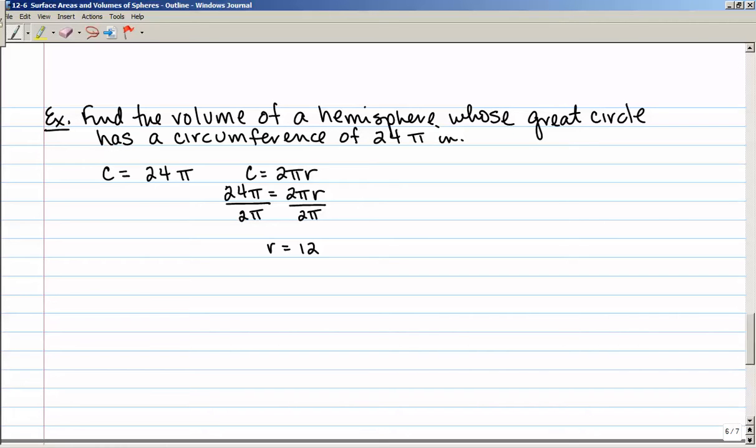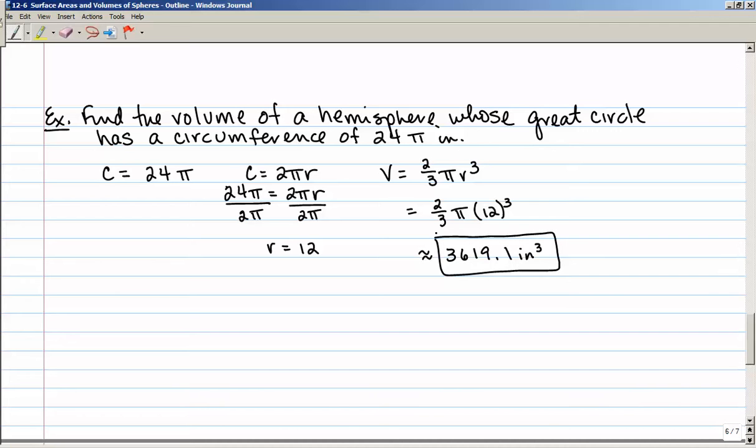And since I'm finding the volume here, I don't have to worry about the area of that great circle. The volume is just going to be half of 4/3 pi r cubed, or 2/3 pi r cubed, or 2/3 times pi times 12 to the third power, which is approximately 3,619.1 cubic inches. So if they give you the circumference of the great circle, you can use that circumference formula to work backwards and get the length of the radius.